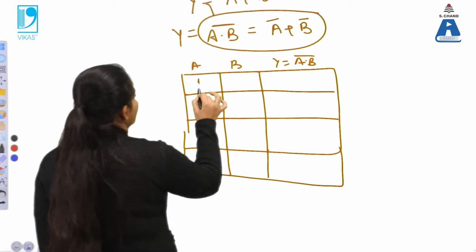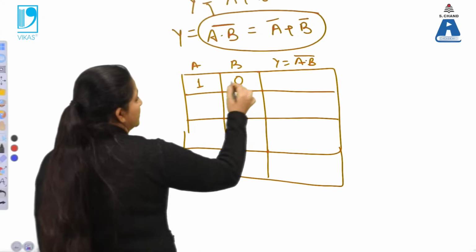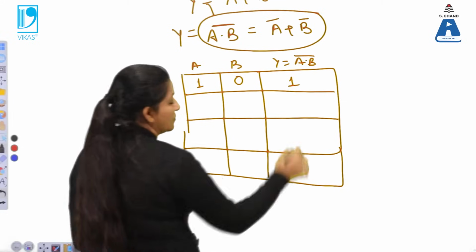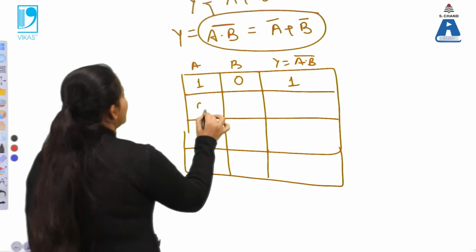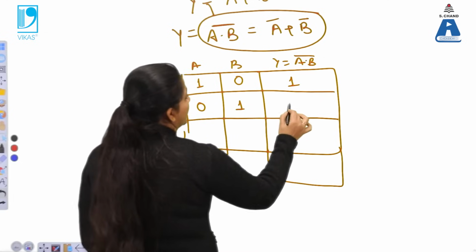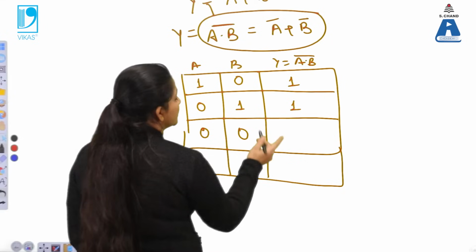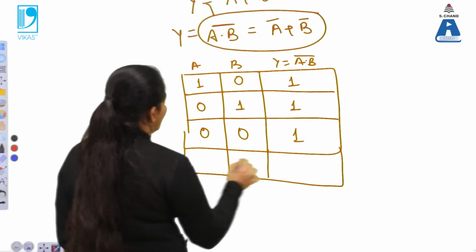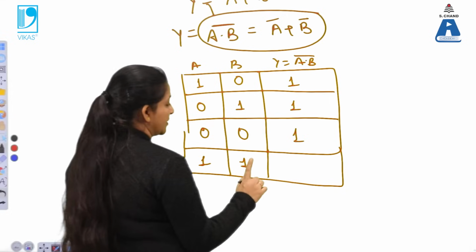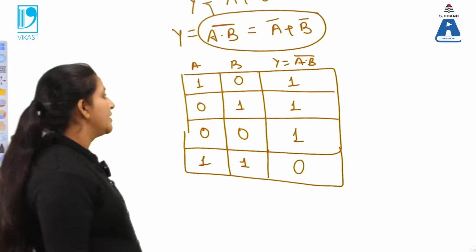Now when 1 is given here and 0 is here, what does that mean? That means A into B is equal to 0, and the output will be 1. Again, when 0 is here and 1 is here, A into B is equal to 0, but the output will be 1. Again, when this is 0, A into B is again 0, then we will get 1 as output. Here 1 into 1 gives 1, so the output is 1 inverse, that will be 0. So this is the truth table of the NAND gate.